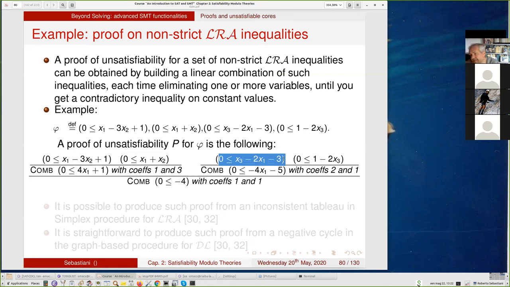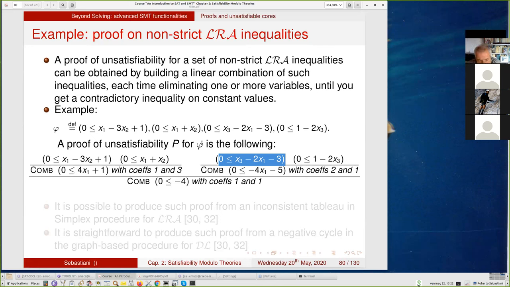Well, this is very similar to the technique to solve systems of equations that you have learned in secondary school, right? So you multiply some equalities by a constant in such a way that you remove one term. Okay, by summing them, you remove one term. And here we have a similar situation.